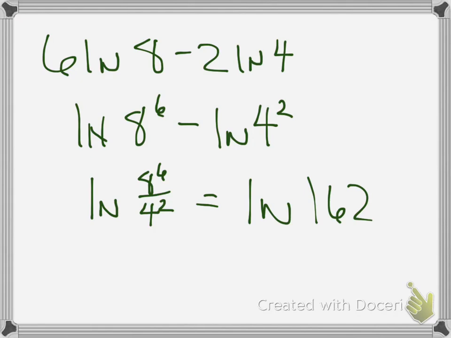Now, I did actually type that into the calculator. 8 to the 6 divided by 4 squared. You get 16,284, which actually comes out to something like, and again, I would be happy with that answer. Natural log of 4 to the 7th power. Okay, so again, I would be happy with those. You're fine. All right, so now let's do some solving.